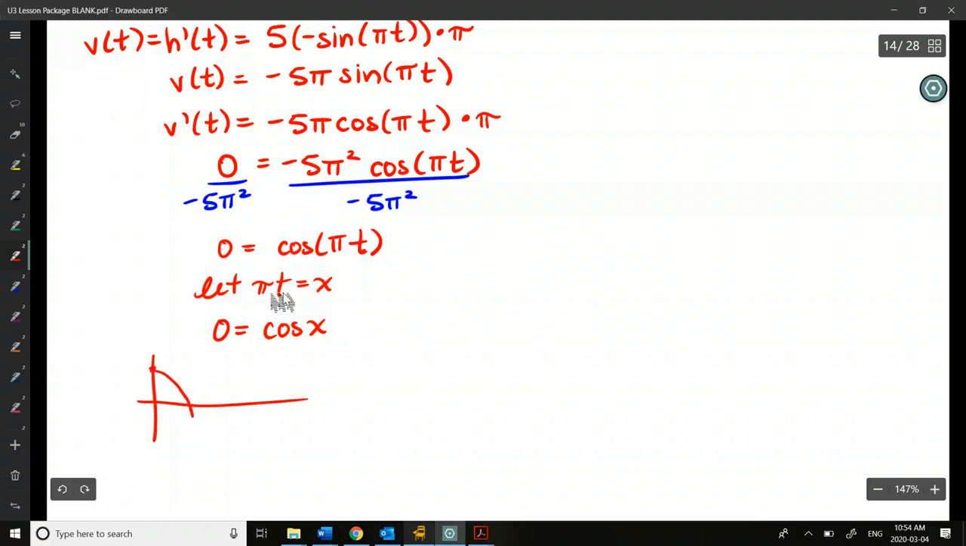So we actually figured this out in the previous question, but let's just show the graph here. Where is cos of x equal to 0? Pi over 2, 3 pi over 2, and so on.